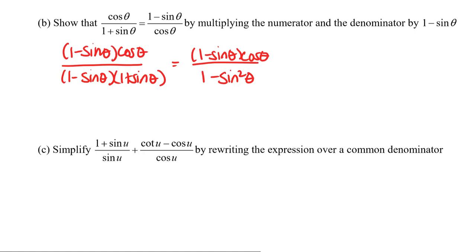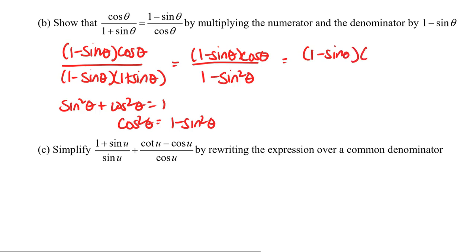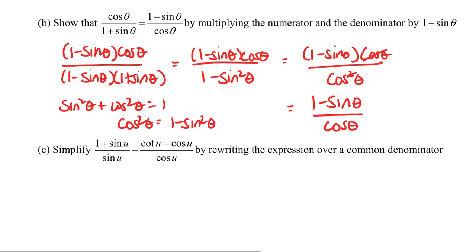Now think about your Pythagorean identity. Sine squared theta plus cosine squared theta is equal to 1. Well, if I subtract sine squared theta from both sides, I get that cosine squared theta is equal to 1 minus sine squared theta. So I'm going to replace 1 minus sine squared theta with cosine squared theta, and then I can take one cosine theta and cancel it with one of my cosine thetas in the denominator, and I get 1 minus sine of theta over cosine of theta, which is what I was asked to get to.